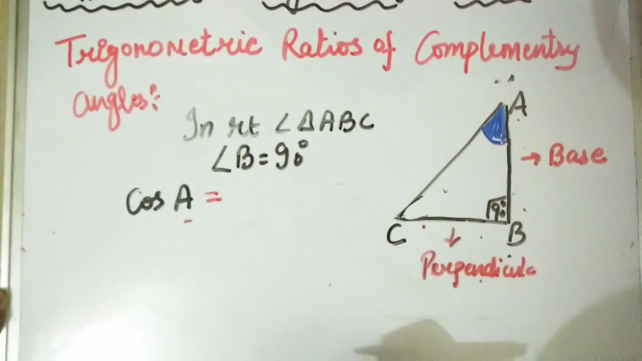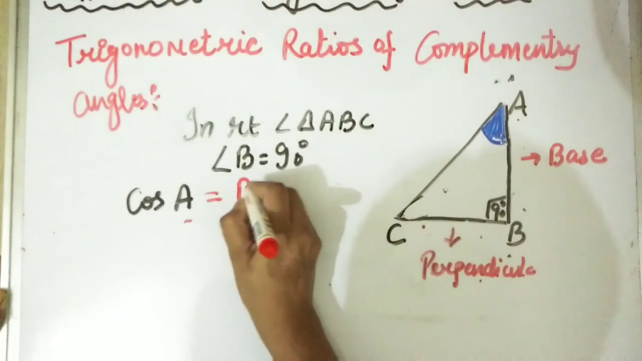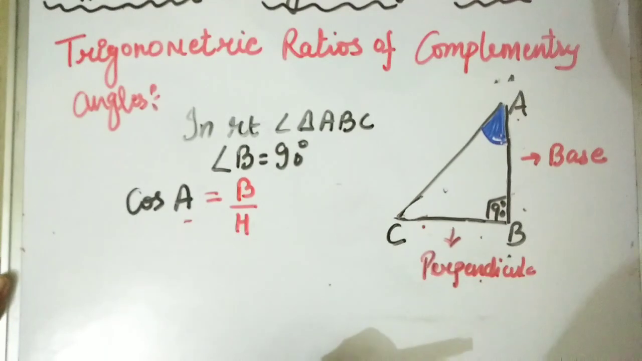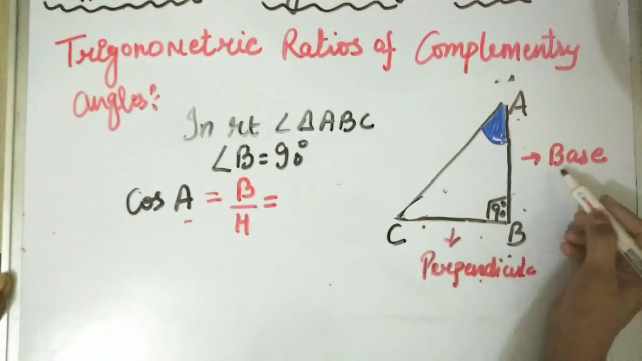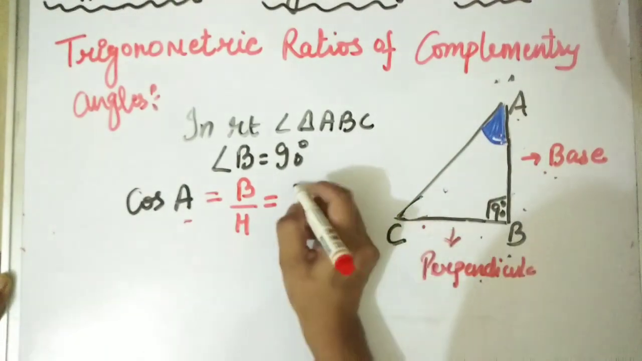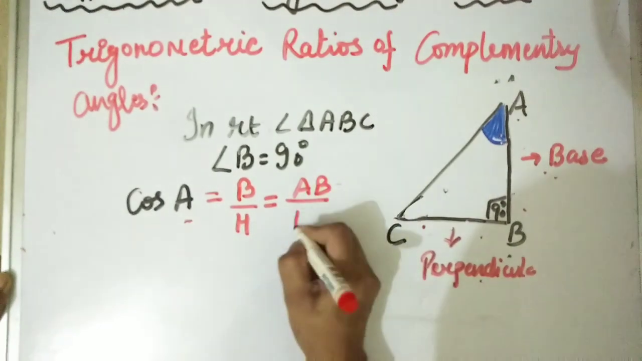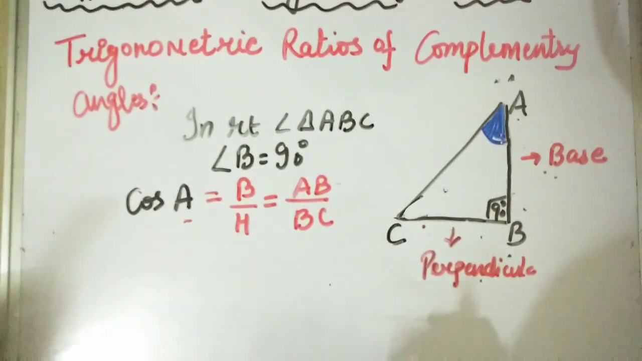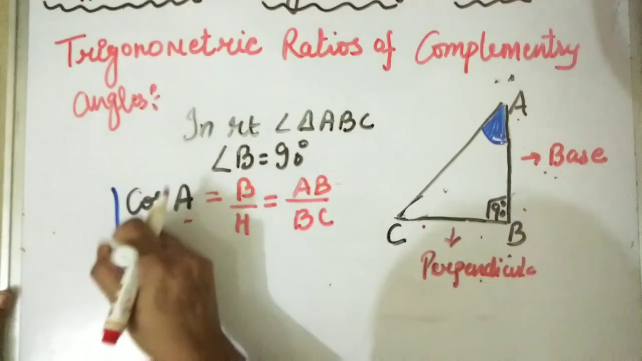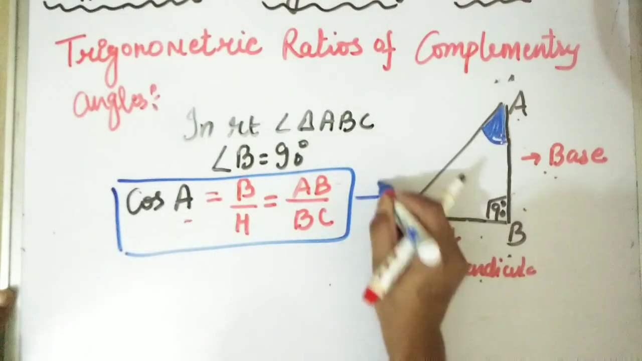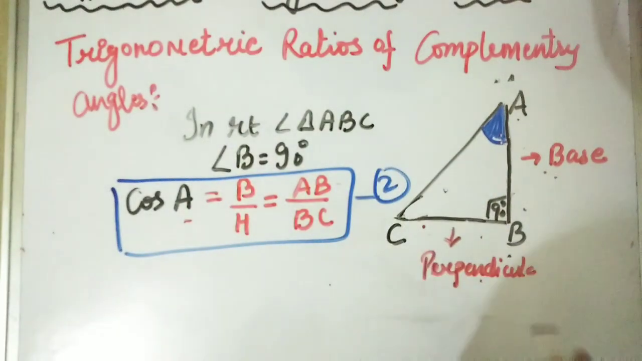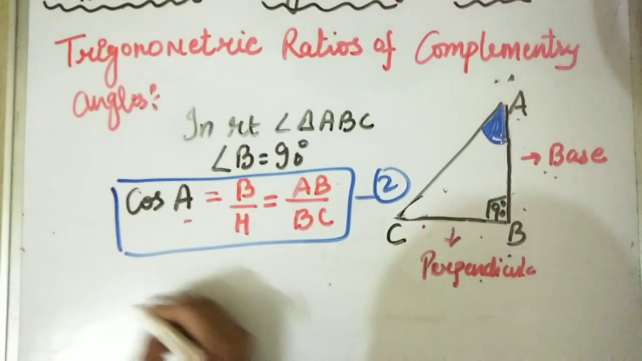So what is the trigonometric ratio of cosine theta? Cosine theta is base upon hypotenuse, okay? So what is your base? Base is AB upon BC. Clear students? So you will put it as number 2. This is number 2. Now students, I am going to compare number 1 and number 2.